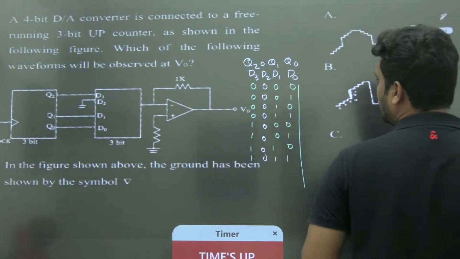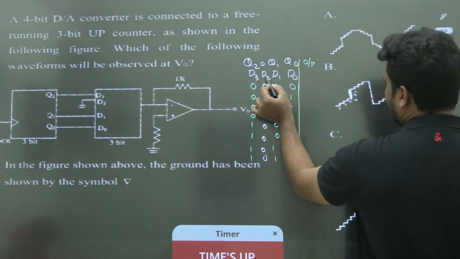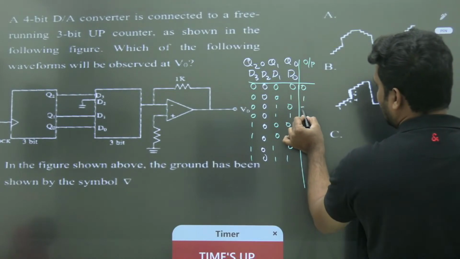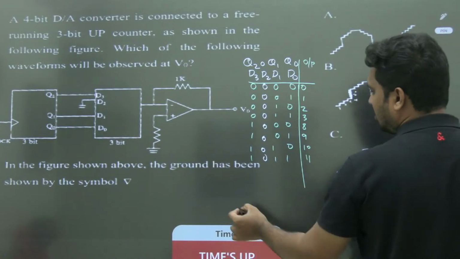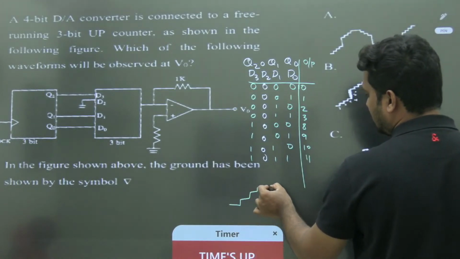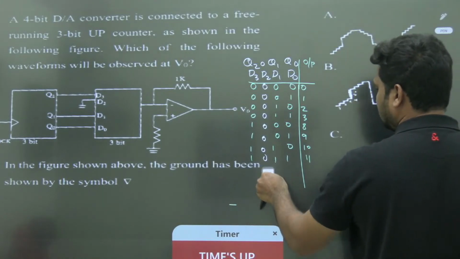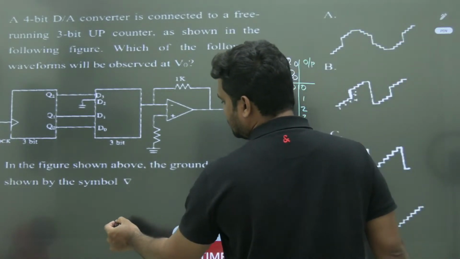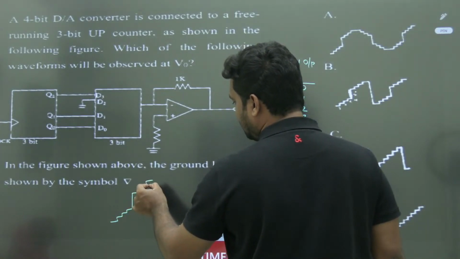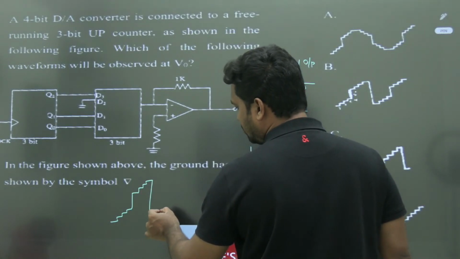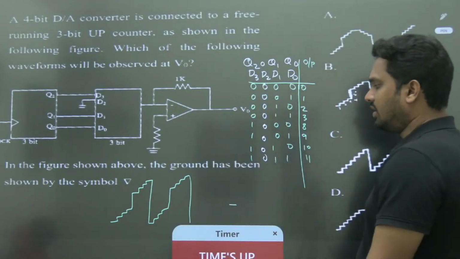So what is the output? You will be getting it: 0, 1, 2, 3, 8, 9, 10, 11. So it is 0, 1, 2, 3, 8, 9. It will be like this: 0, 1, 2, 3. It will increase: 8, 9, 10, 11. Again it becomes 0, 1, 2, 3. So this kind of pattern you will get.